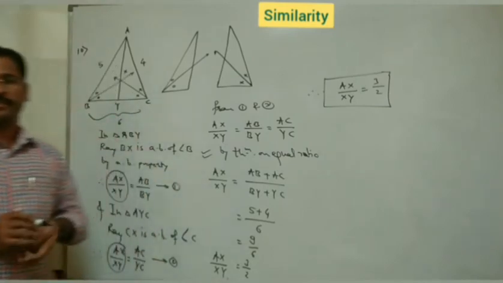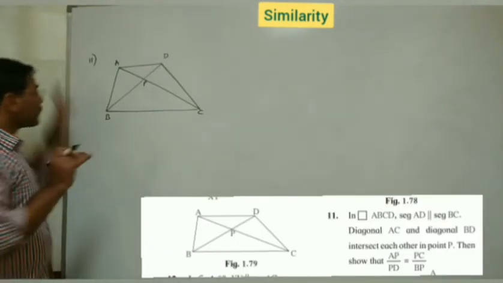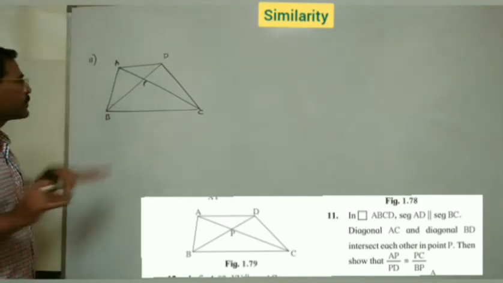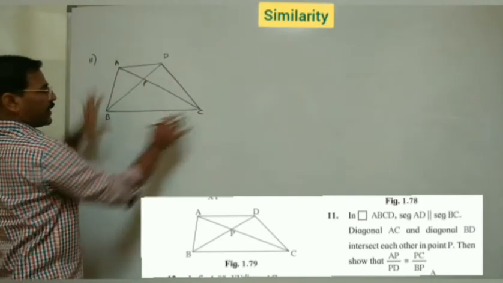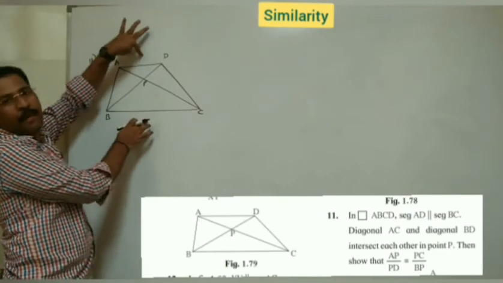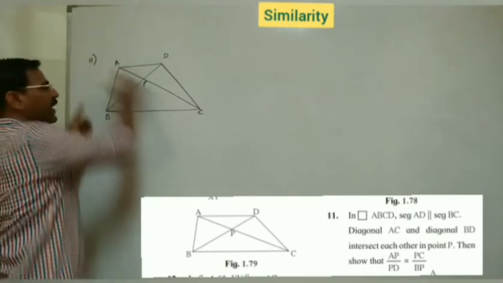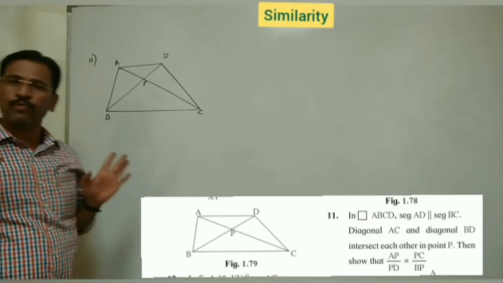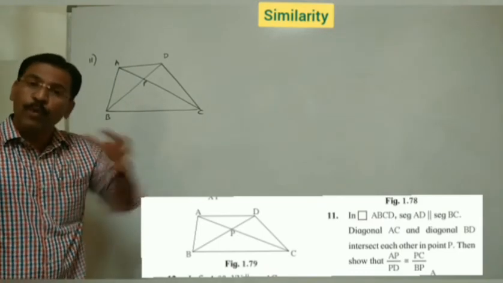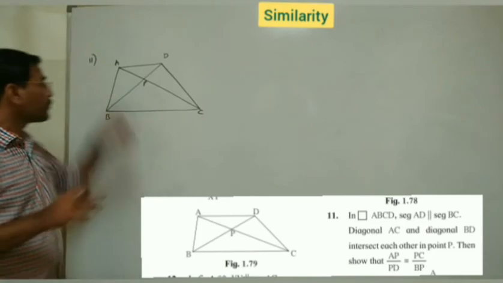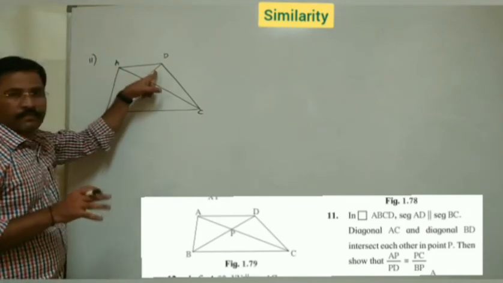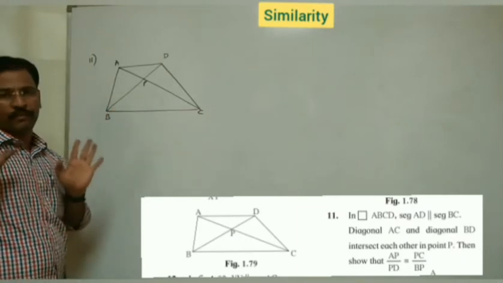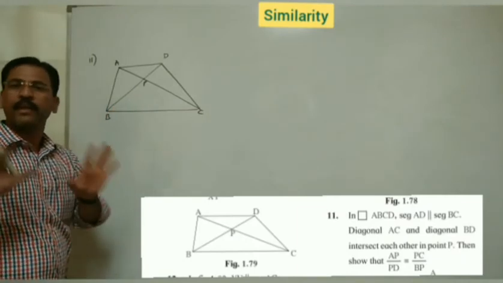Okay? Look friends, in the 11th sum, in this particular figure, what is given to us? This is the quadrilateral in which AD and BC, both of these are parallel. Okay, and their diagonals meet at P. This is the information that is given to us. We have to prove from this what? AP upon PD is equal to PC upon BP. Okay, this one particular we have to prove.